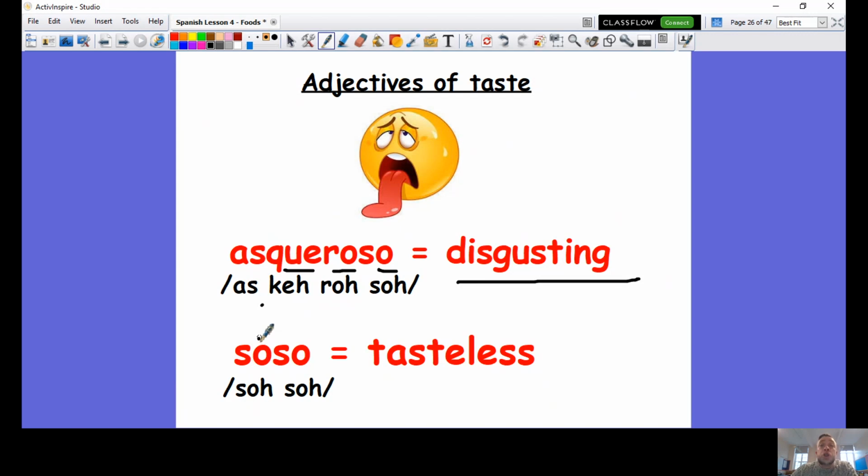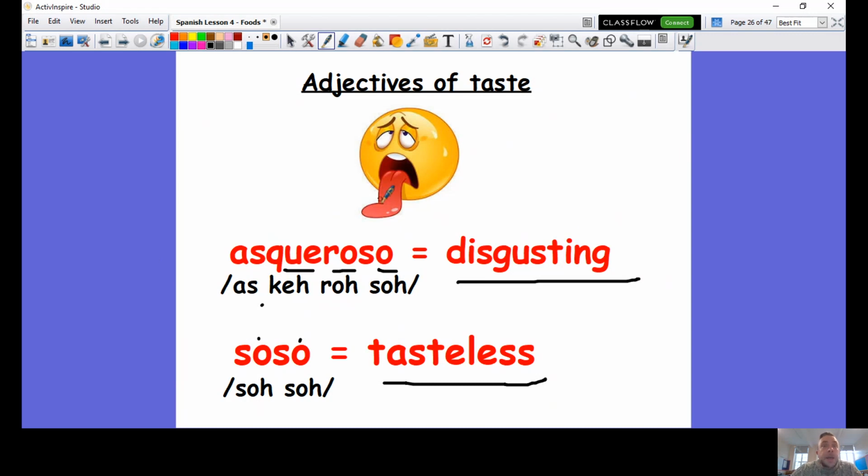It goes like this. So. Soso. That's it. Let's put it together again. Soso. And soso means something is tasteless. Tasteless means when you put it in your mouth, you kind of go, what's that? It doesn't taste of much. A lot of people think salad is a bit tasteless.